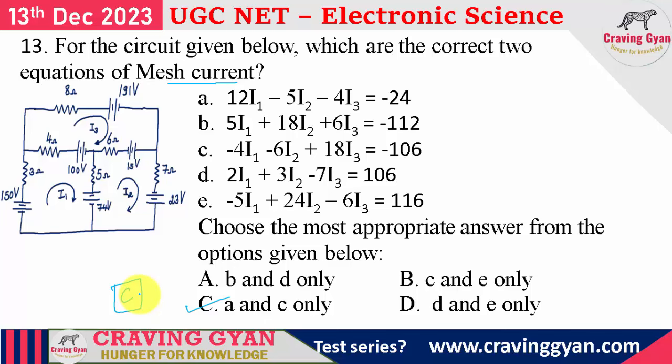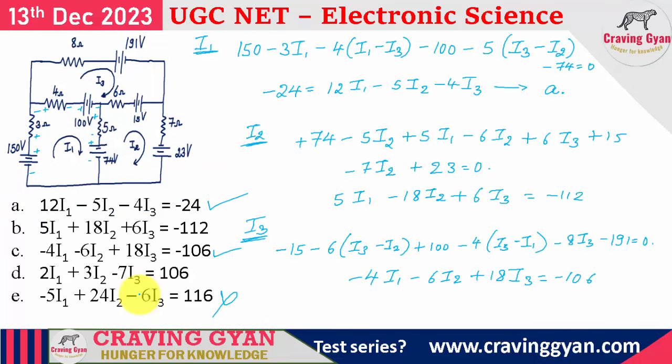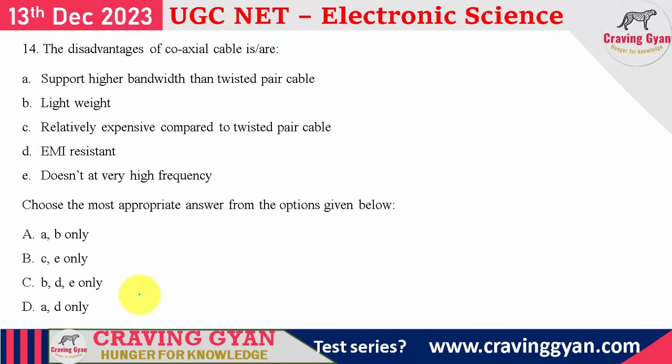So you are going to write the mesh equation. Negative to positive, it is raised, so I am considering it as positive. The other case, I am going to consider it as negative, and then I am going to solve.